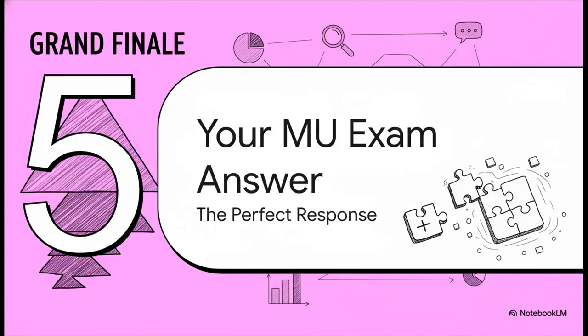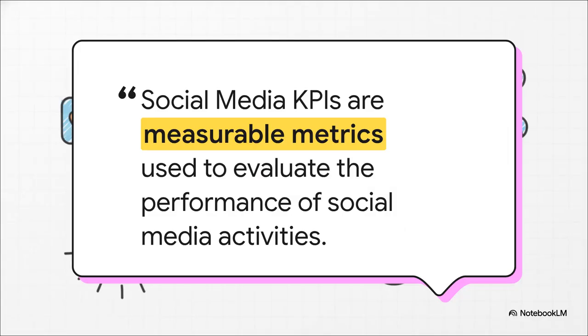All right, this is it, the moment we've been building towards. We've gone through all the different pieces. Now let's assemble them into that perfect 2-paragraph answer that you can tweak for your own exam. For your exam, you want to start your answer with a really strong opening paragraph, just like this one. You lead with a crystal clear definition, and then you immediately list the most important KPI types: reach, engagement, ROI, and so on. This immediately tells the examiner, hey, I know my stuff.